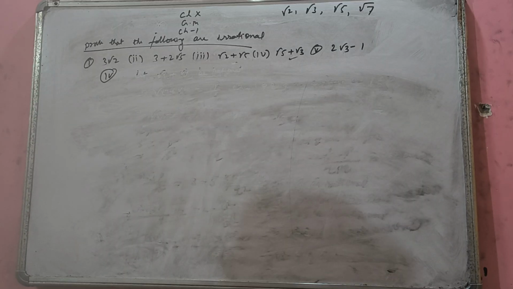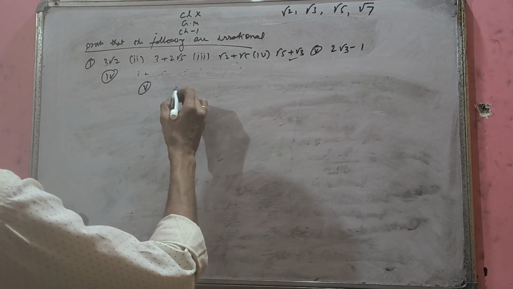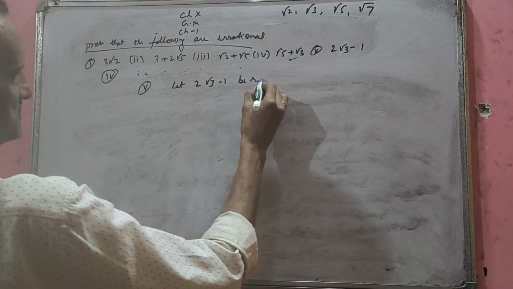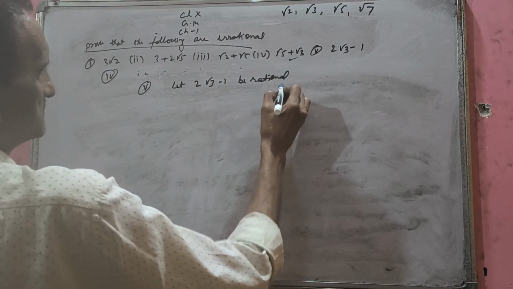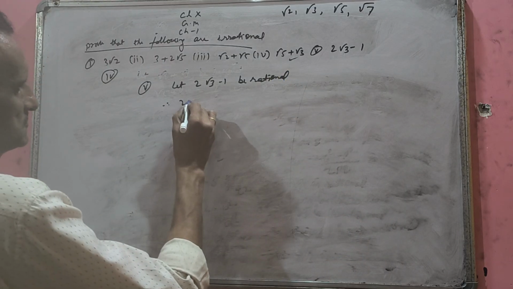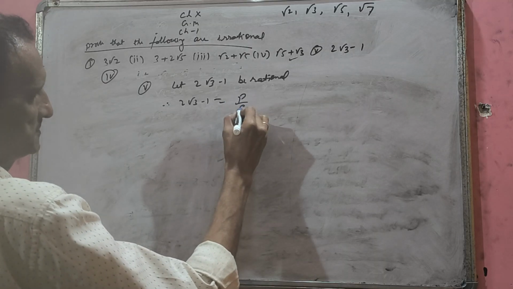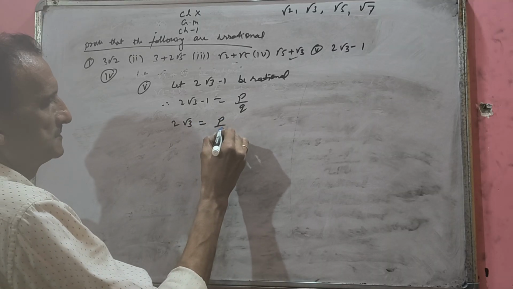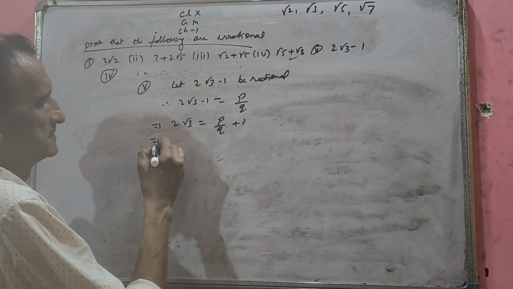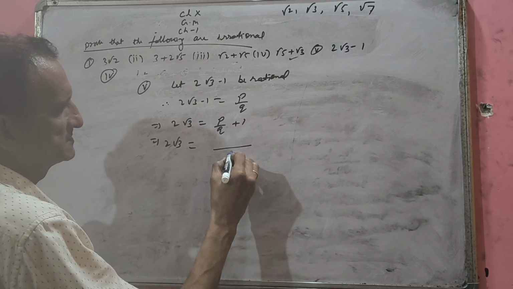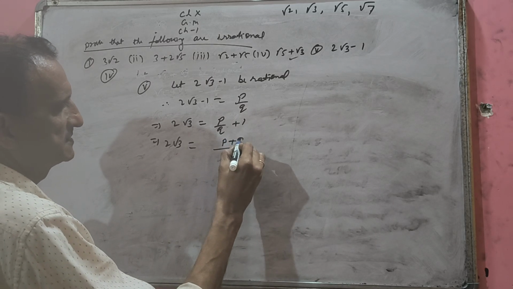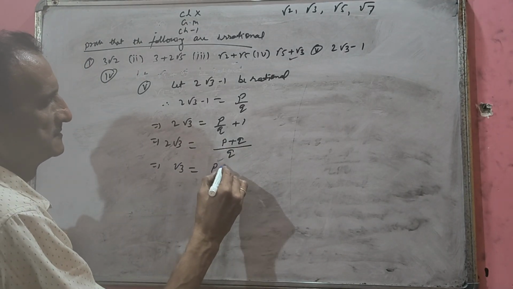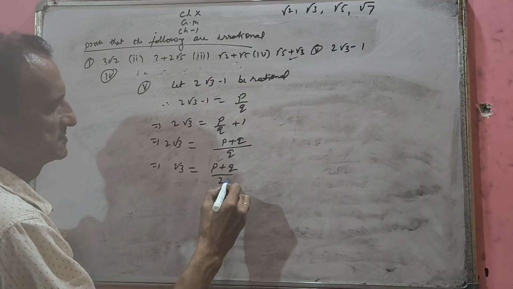Okay, number 5 also. Let 2 root 3 minus 1 be rational. Almost similar, you understood already. So therefore 2 root 3 minus 1 equals p by q, comparatively easier than this. So 2 root 3 equals p by q plus 1. For 2 root 3, simplify this first. q is the LCM, so what do we get? p plus q. Then you know roots, only root should be on the left side, so root 3 equals p plus q, this 2 will be here, twice q.